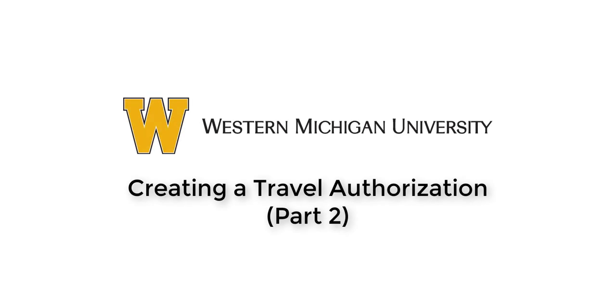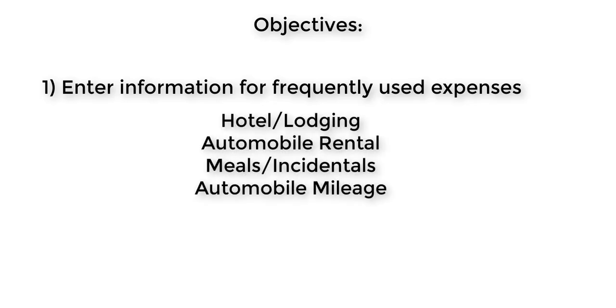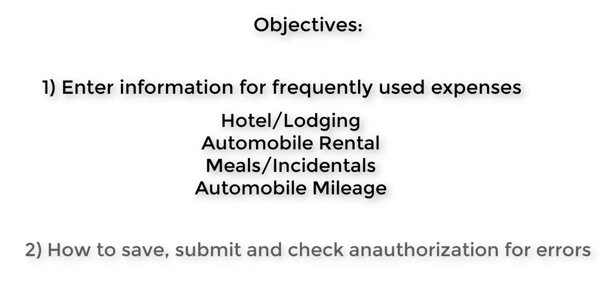Welcome to the Creating a Travel Authorization Part 2 training video. By the end of this video, you will know how to enter the expense information for several other frequently used types, including hotel lodging, automobile rental, meals and incidentals, and automobile mileage, and how to save, submit, and check an authorization for errors.